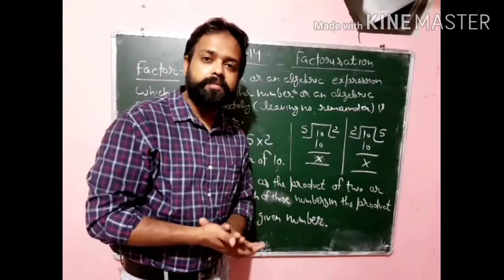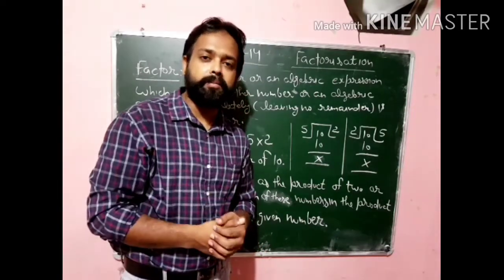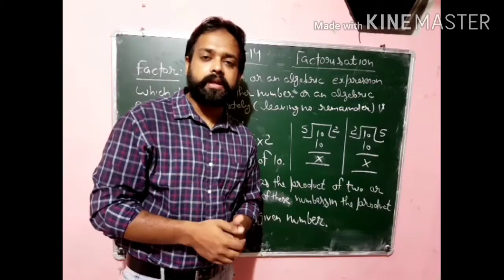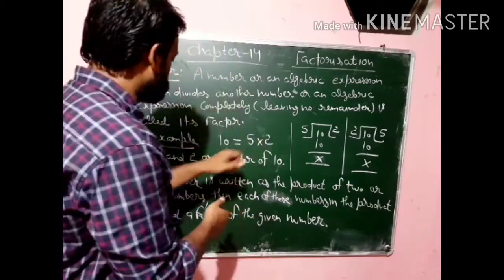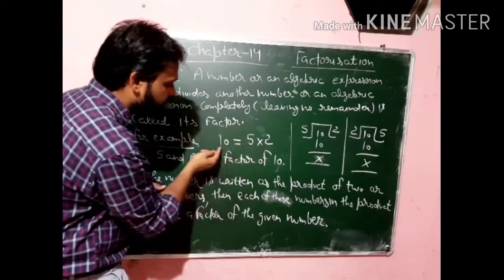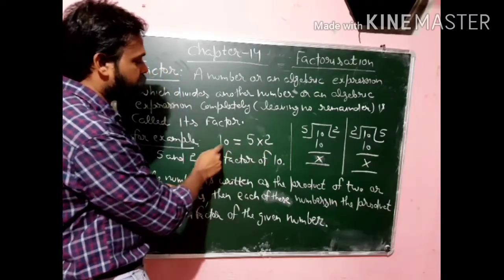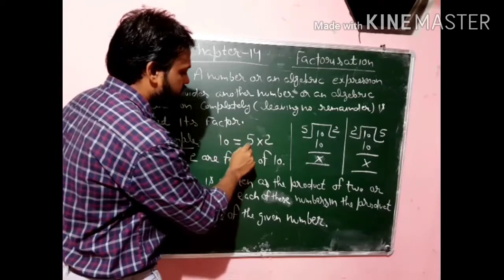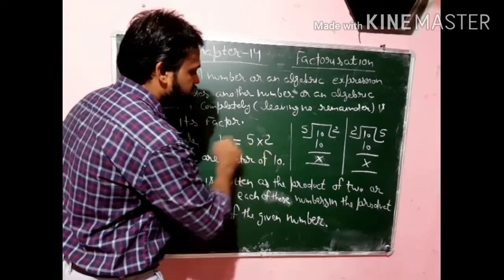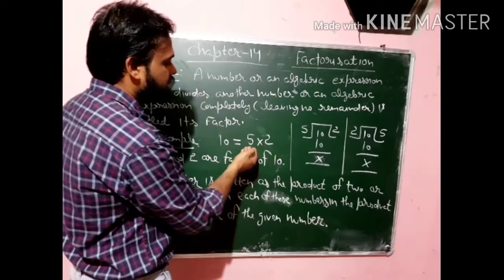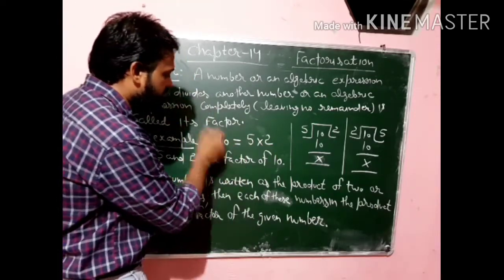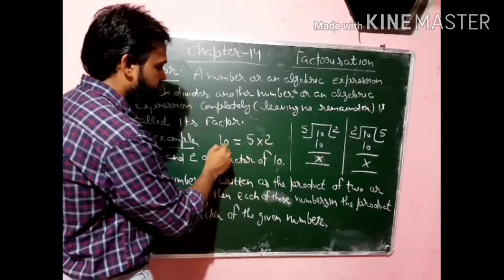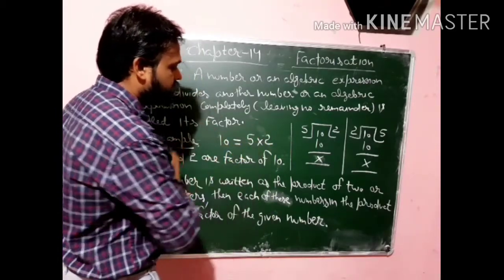In this example I am taking a very simple number, that is 10. With the help of this example you are able to understand the term factor. See carefully here, I have taken an example of 10. We know that we can write this 10 as 10 is equal to 5 multiplied by 2. We know that 5 twos are 10.